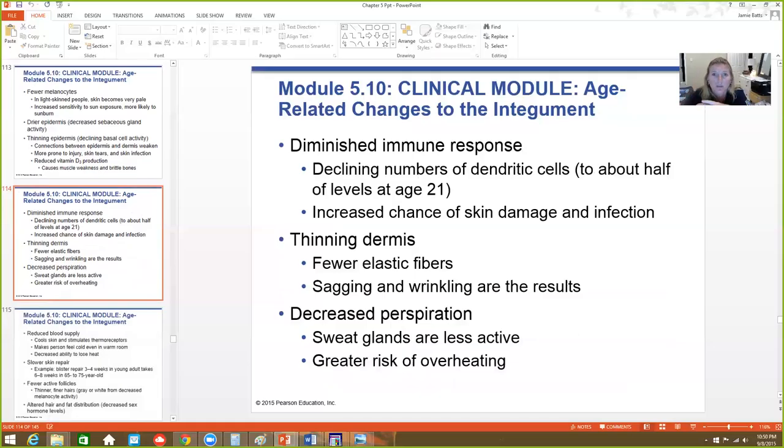You also have decreased immune response. Remember those dendritic cells that live in your epidermis? Well, those are going to start declining, so you have an increased risk of skin damage and infection. You also have a thinning dermis because of fewer elastic fibers.